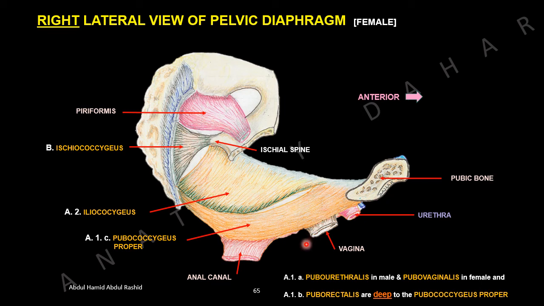So now, where are the two medial muscles from the pubic group? That is A1A, pubourethralis in male and pubovaginalis in female, and the middle one, puborectalis. They are deep to this muscle, pubococcygeus proper, so we cannot see them from here.